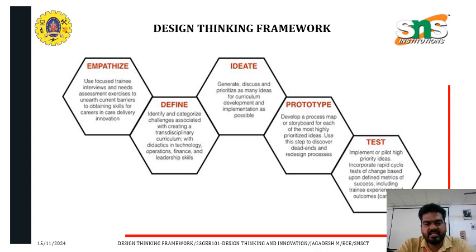Ideate: generate, discuss, and prioritize as many ideas as possible for curriculum development and implementation. Then prototype: develop a process map or storyboard for each of the most highly prioritized ideas. Use this step to discover dead ends and redesign the process. Test: implement or pilot high priority ideas. Incorporate rapid cycle tests of change based upon defined metrics of success, including training experience outcomes.